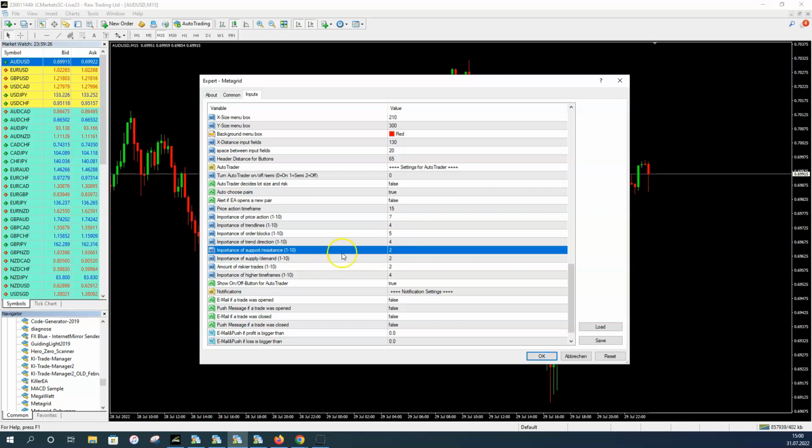Then we have the importance of support resistance. It's very low here, as you can see by default.